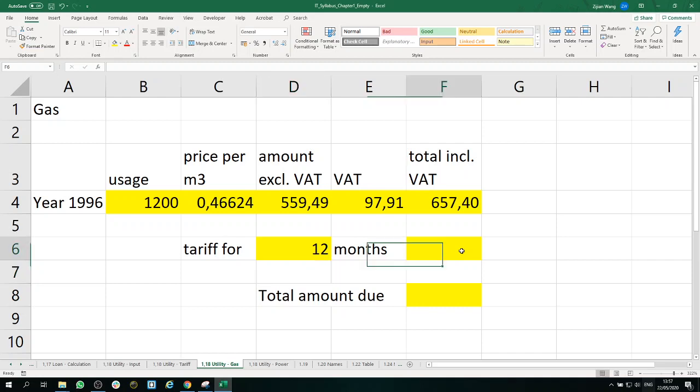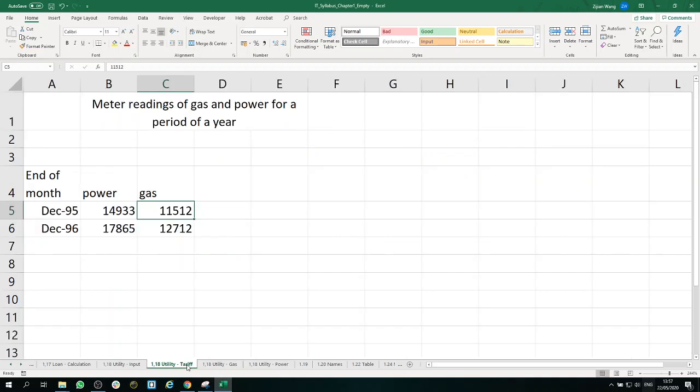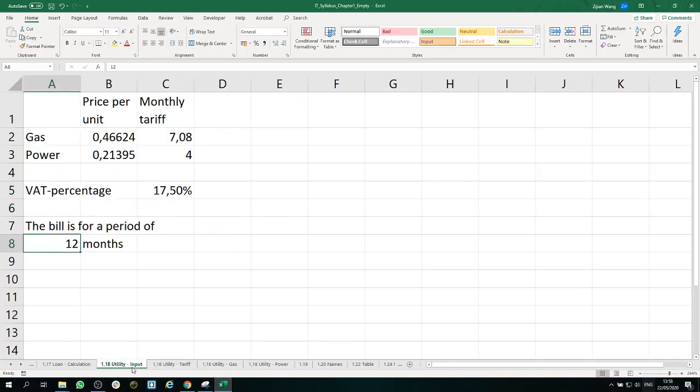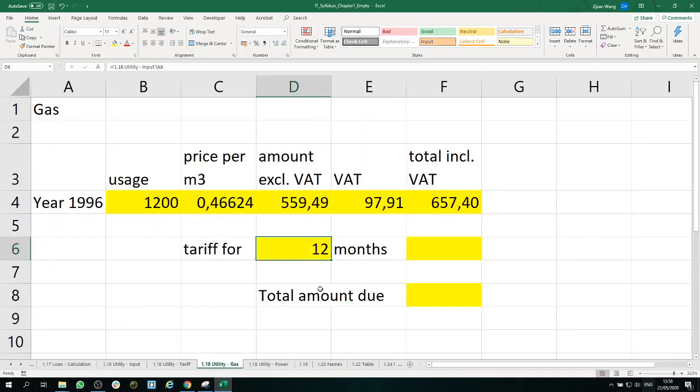And here we have another amount. That's a tariff for 12 months. How much is the tariff? Let's have a look at the tariff sheet. Oh, it didn't say. It only says the amount. Probably in the input sheet. Oh, yes. The input sheet tells us the monthly tariff for gas is 7.08. Since we are talking about a cycle of 12 months, we need to take this amount and times 12. So here we go.